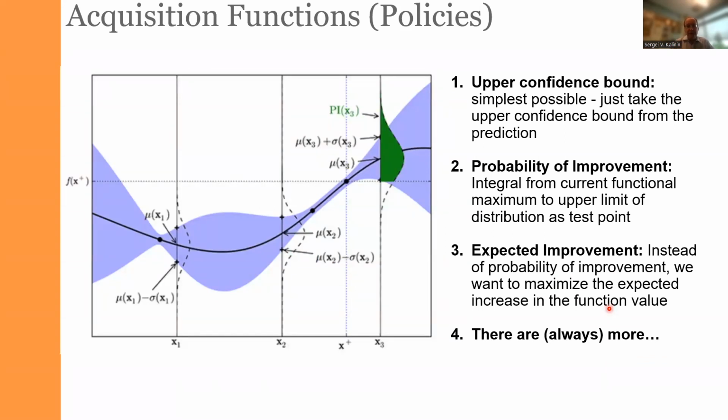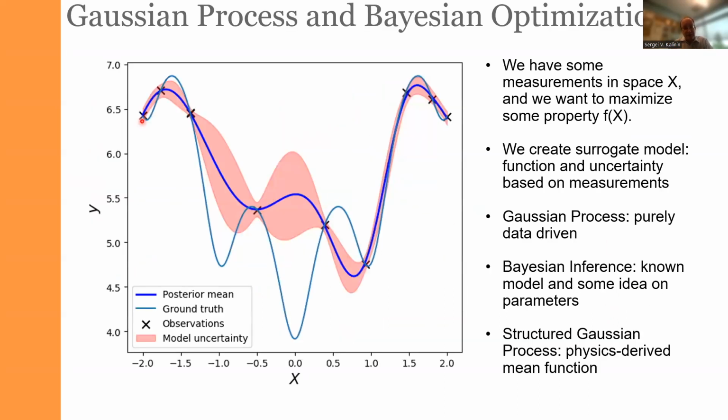What do we do with that? Based on the Gaussian process, whether it is pure GP, SGP, or even Bayesian inference, we can actually define the policies for the exploration of our parameter space. So imagine that we want to learn this function that is represented by the teal lines, the ground truth function.